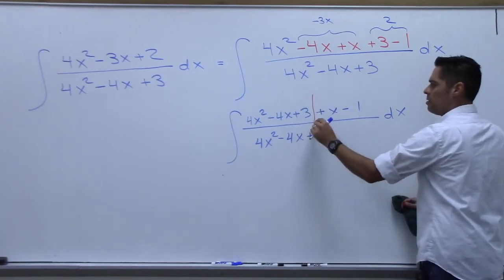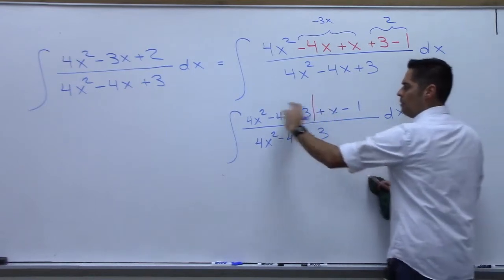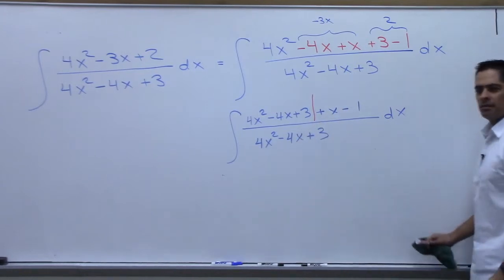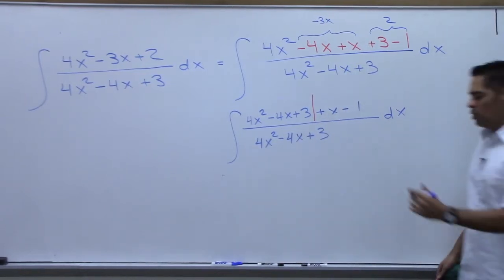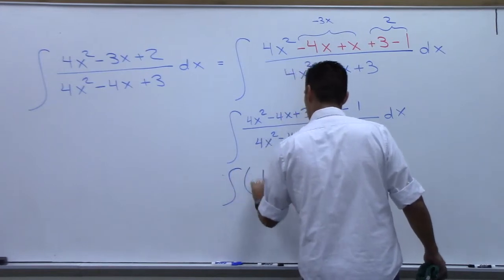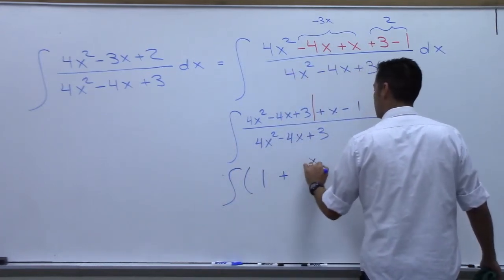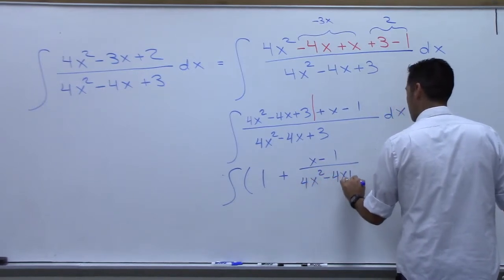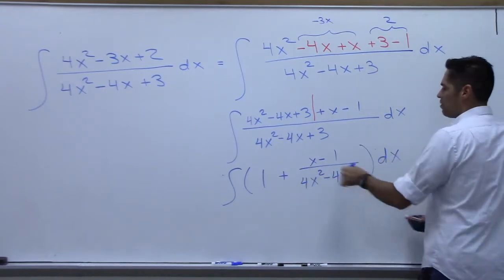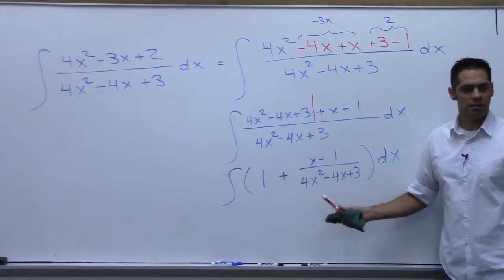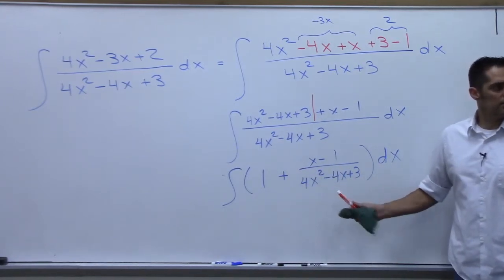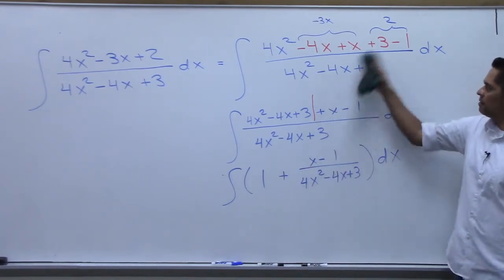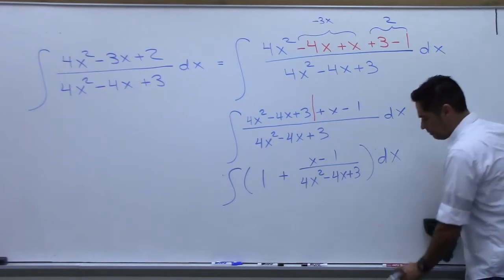What if I split this into two fractions now? All of this over this, and then all of this over this. The first one's just 1, and then plus x minus 1 over 4x squared minus 4x plus 3. By the way, that's what you would have gotten if you had used long division. So long division would have got you to the same place right here. But I just did it this way because I saw it. Cheating.